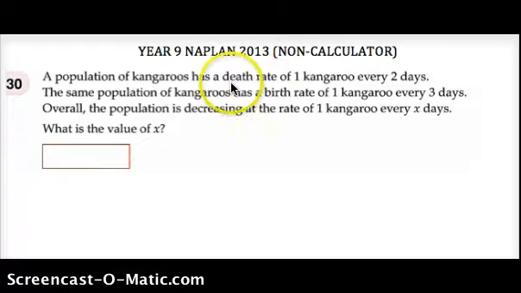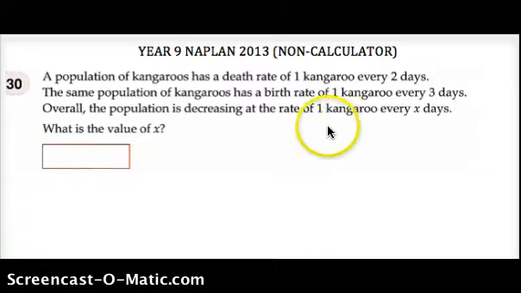Now, looking back at this, if there is 1 kangaroo dying every 2 days, and 1 kangaroo being born every 3 days, it seems that kangaroos are dying at a faster rate than at which they're being born. This is why the overall population is decreasing, because 1 kangaroo is dying every 2 days, but only 1 kangaroo is being born every 3 days.